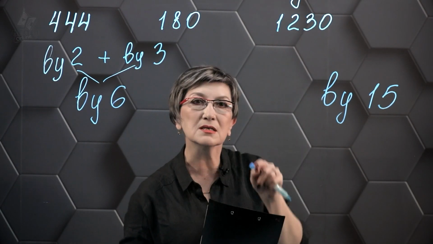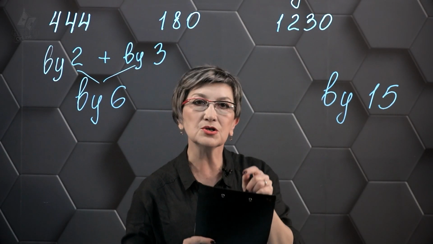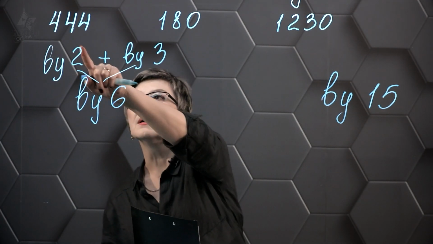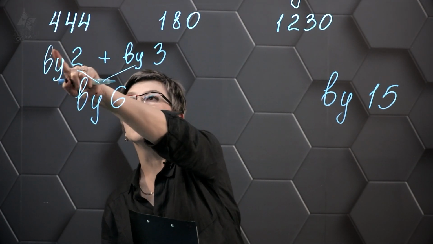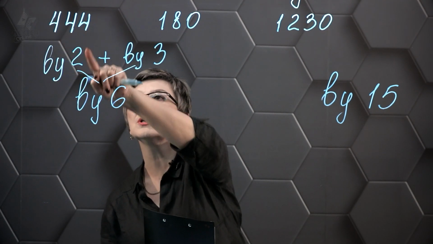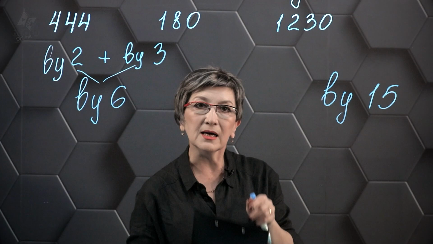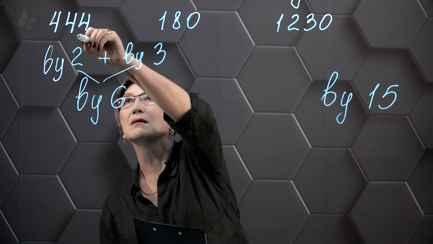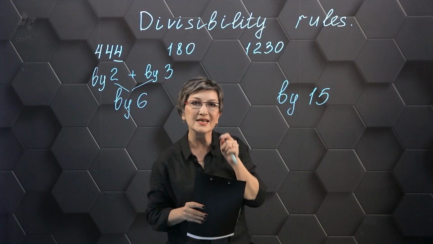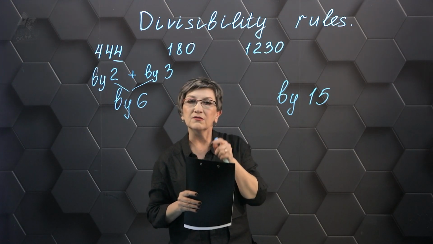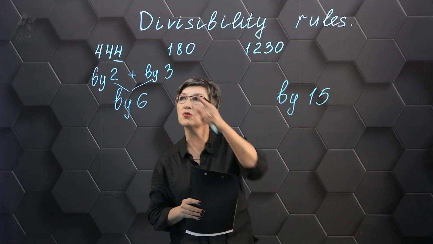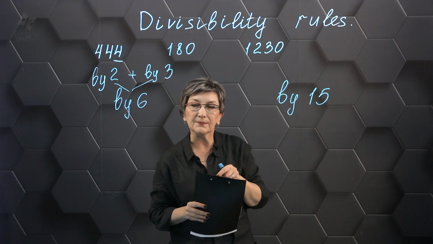We have the numbers 444, 180, and 1230. Which of these numbers can be divided by 6? First, let's define it. If the number 444 can be divided by 2, to do this, we determine the last digit. The last digit is 4. If a number has a last digit of 2, 4, 6, 8, or 0, then that number can be divided by 2.